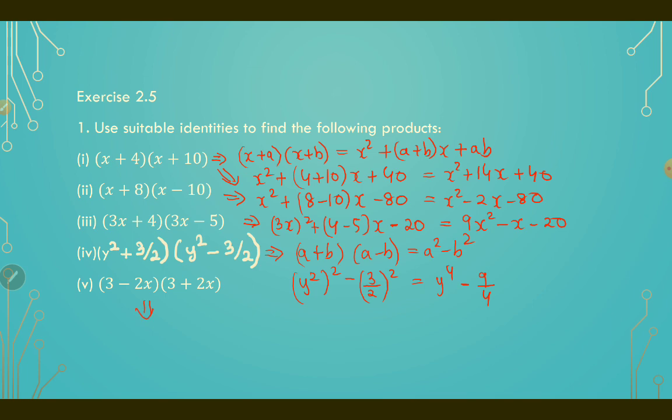This is also the same identity as the previous question. That is (3) the whole square minus 4x square. That is nothing but 9 minus 4x square, because I have written (2x) the whole square, that is nothing but 4x square.